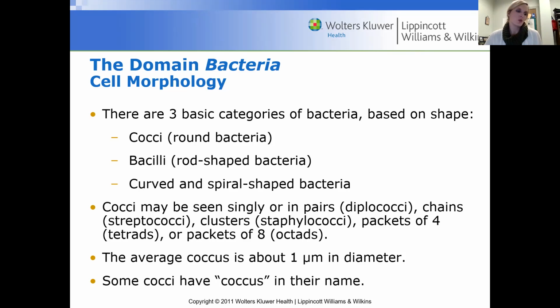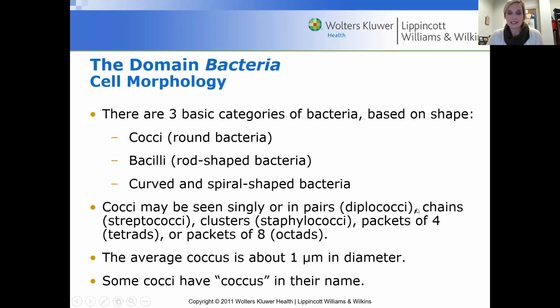Cocci sometimes will appear either by itself, or sometimes cocci get together, and we give them different names based on how they get together. So it's either seen by itself. If you see 2 cocci together, just 2 round-shaped bacteria in a pair, that's given the term diplococci. So the prefix diplo, think di, meaning 2.